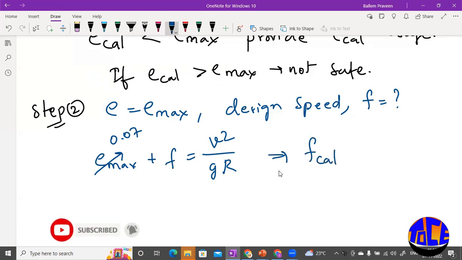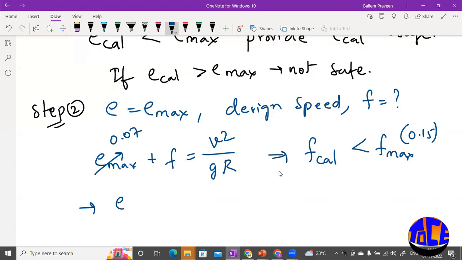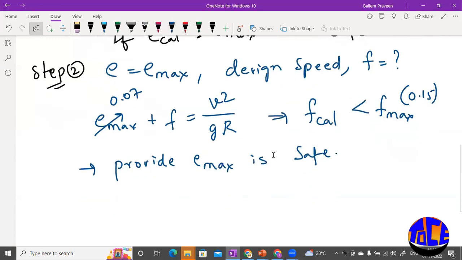If F calculated, or the lateral friction that is calculated, is less than the maximum value, and the maximum value is 0.15, so if it is less than this value, then you can provide the maximum. So providing E max is safe. If you provide the maximum super elevation, that is safe for the design speed, and the lateral friction is whatever you have calculated.